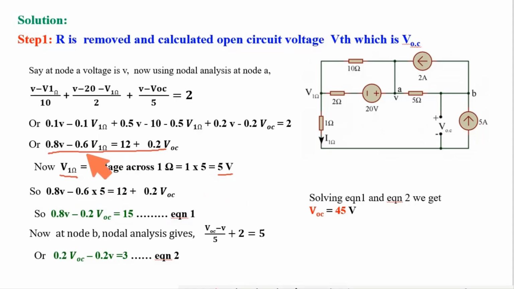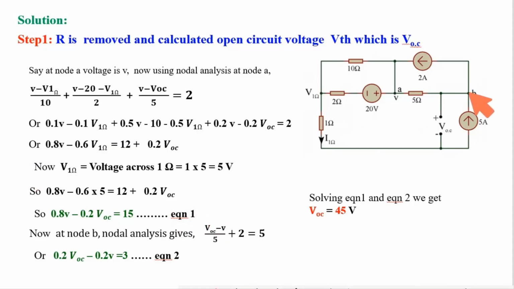Now putting this 5 volt in this equation, I got this one. See here, V1 ohm is equal to 5 volt. Ultimately I got the relation 0.8 V minus 0.2 VOC is equal to 15. This is equation number 1.